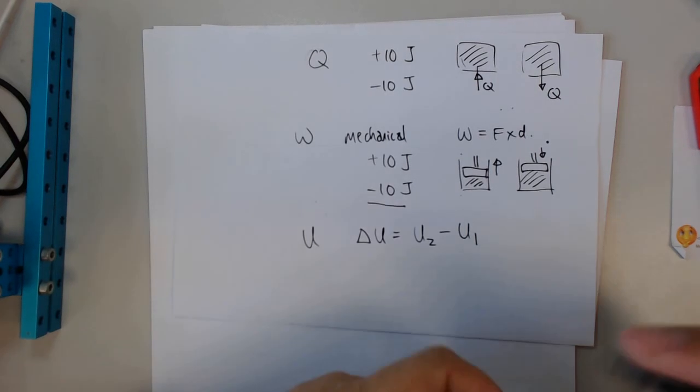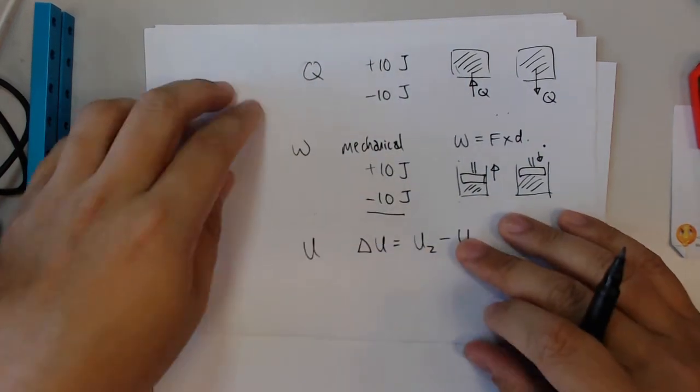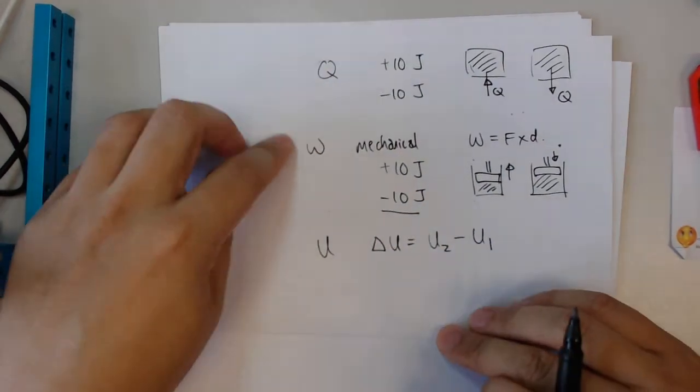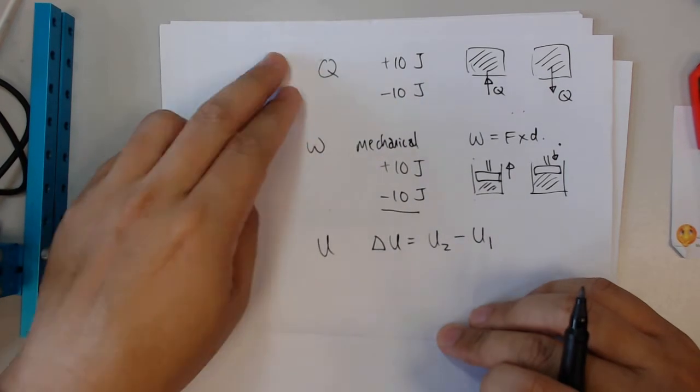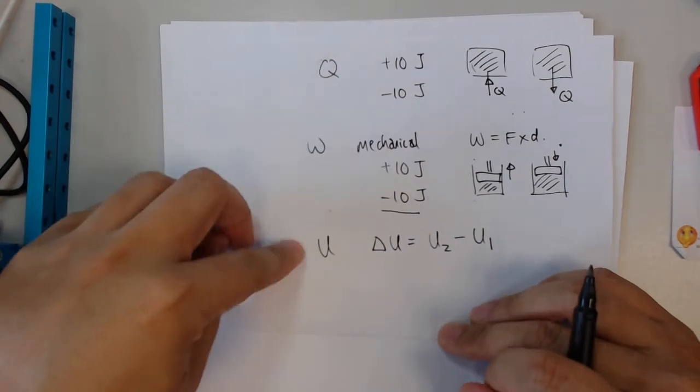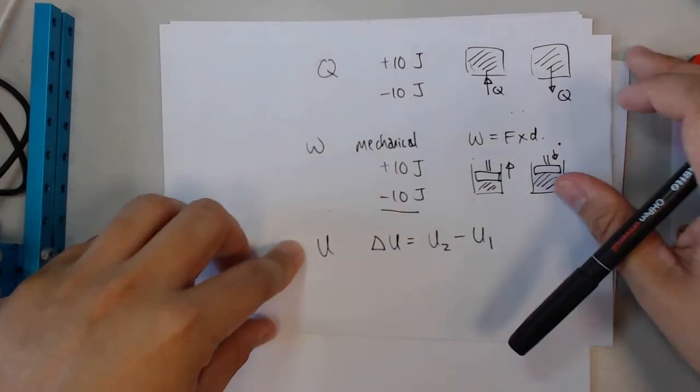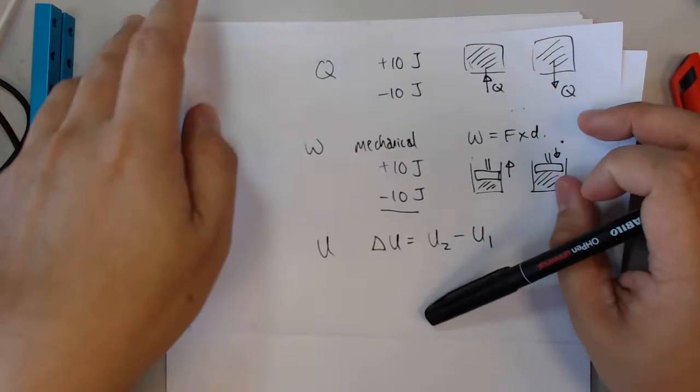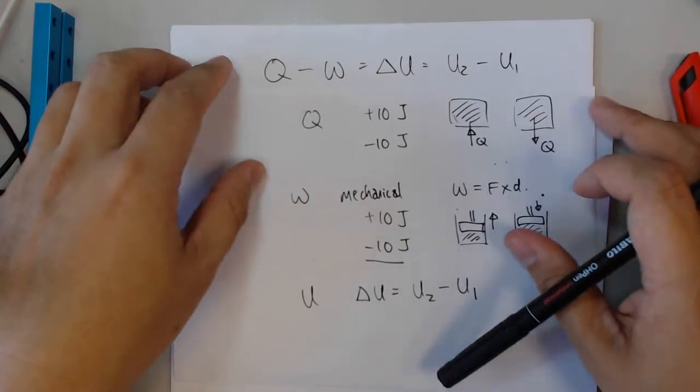Hi everyone. So previously we have talked about the three main terms involved in the first law, namely heat, work, and internal energy. So now let's look at how we're going to chain it up together. And this is the form.